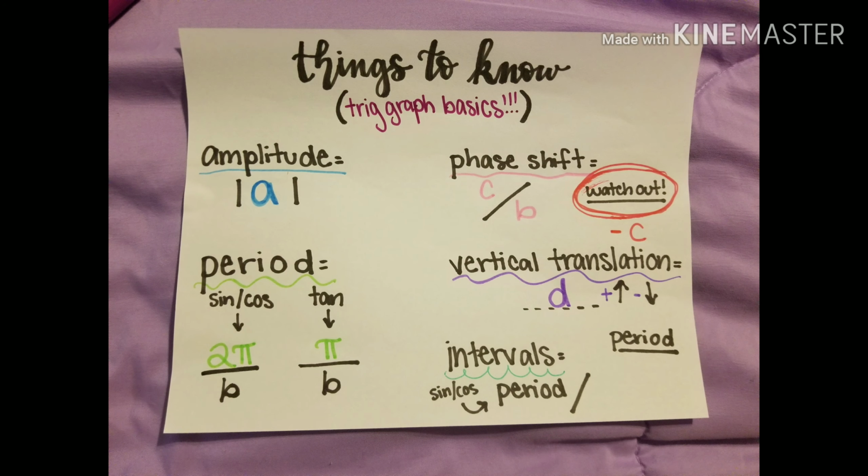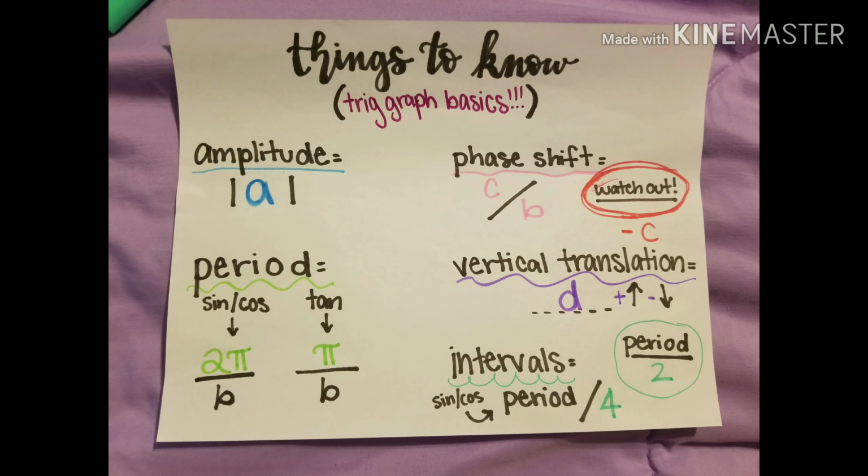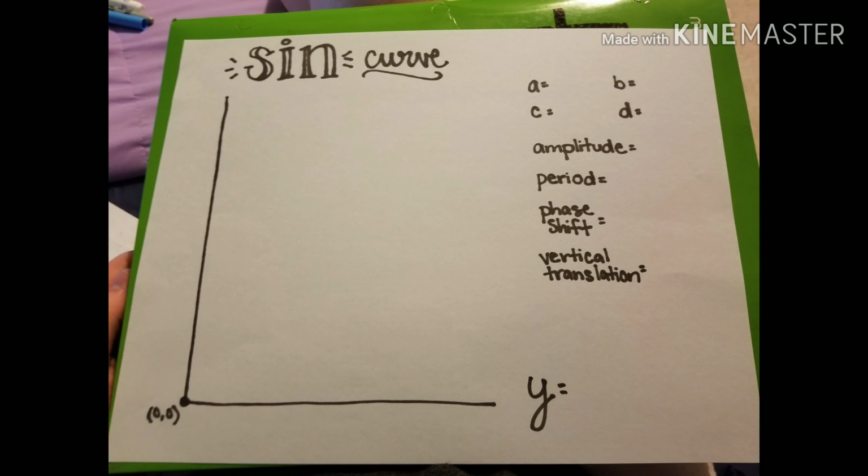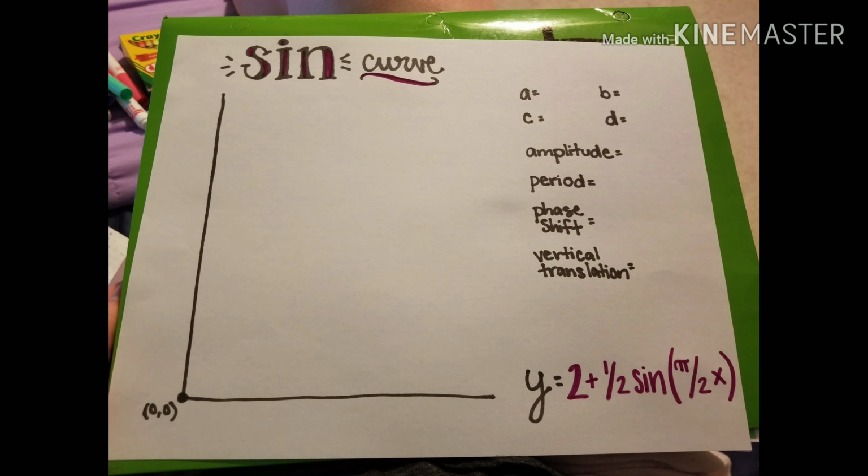Your intervals tell you what your tick marks should be on your x-axis. You can find these by taking the period and dividing it by 4 for sine or cosine, and you can divide the period by 2 for tangent graphs. Let's learn how to graph a sine curve. I'll use this equation to demonstrate.